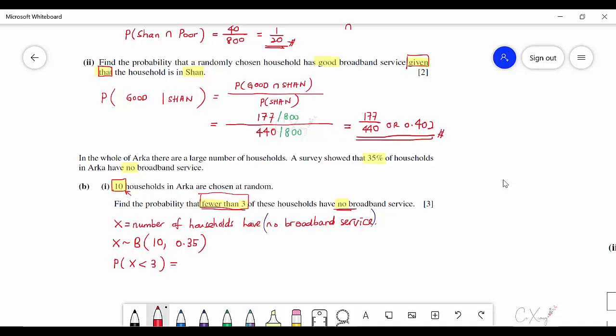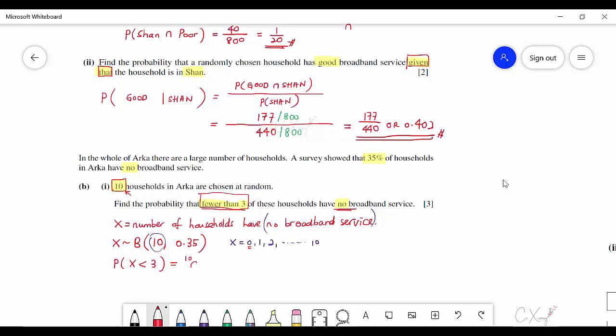For binomial distribution, X can start from 0, 1, 2, until 10 in our case, because n here is 10, so the maximum X can be 10. When they ask for X smaller than 3, you should start from 0. So what is the probability for X equals 0?